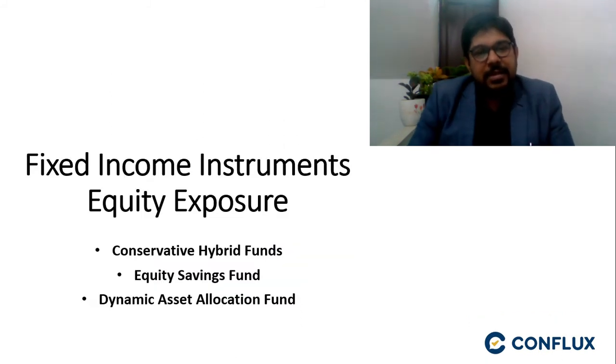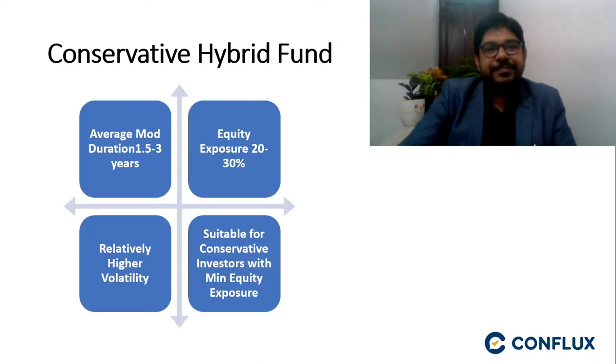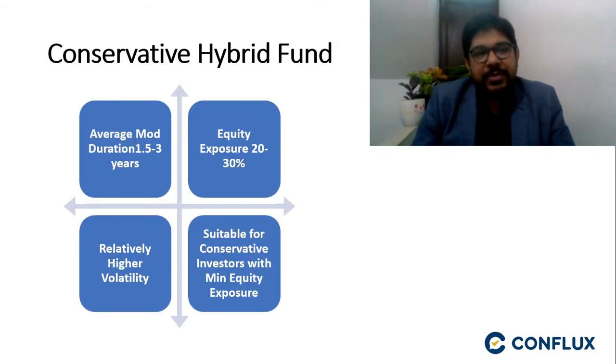The third basket is the fixed income instrument which has a small equity exposure. In this particular category, there are 3 underlying schemes one can look at. One is a conservative hybrid fund, the other is an equity savings fund, and the third is a dynamic asset allocation fund. And it's conservative in nature.